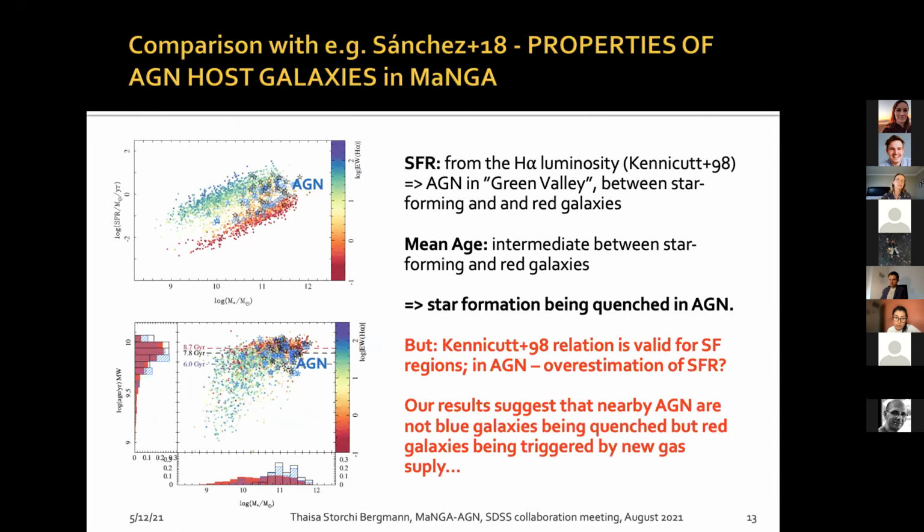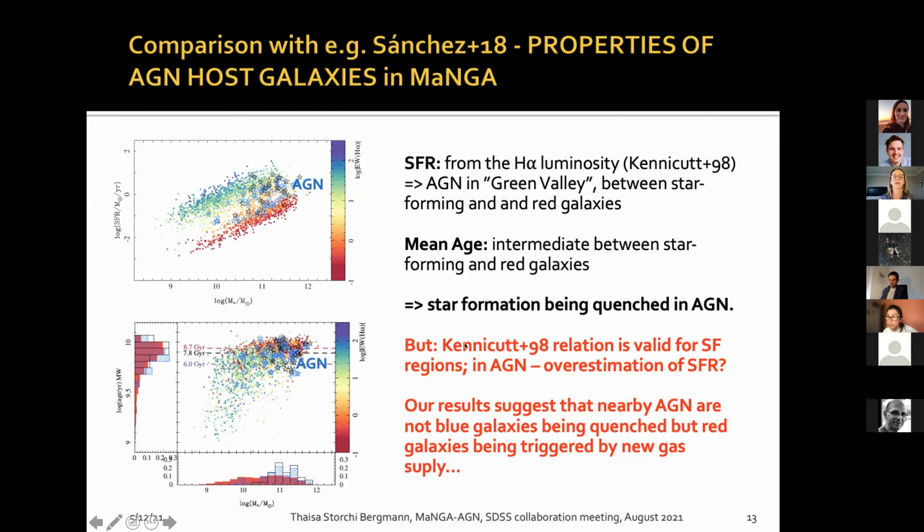And so it is argued that when you calculate the star formation rate, it is in between those obtained for the red sequence galaxies and the blue sequence galaxies. The star formation rate was obtained from the H alpha luminosity using the Kennicutt formula. And then it's argued that the AGN are in the green valley. And the mean age also is in between star forming and red galaxies, and this leads to a conclusion that the star formation is being quenched in AGN.